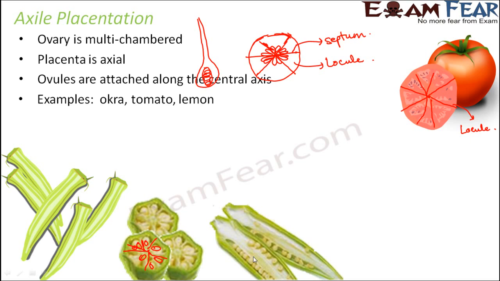So this is the central axis basically. Like when I am viewing the cross-section view, I am not able to see the central axis. Central axis is this axis. Right? So if you cut it in this fashion, you can actually see that the ovules are all attached to the central axis. Okay, so this is axile placentation. Now the same thing is also observed in lemon. So in lemon also you can look at this picture and see how the ovary is multi-chambered and how the ovules are arranged.